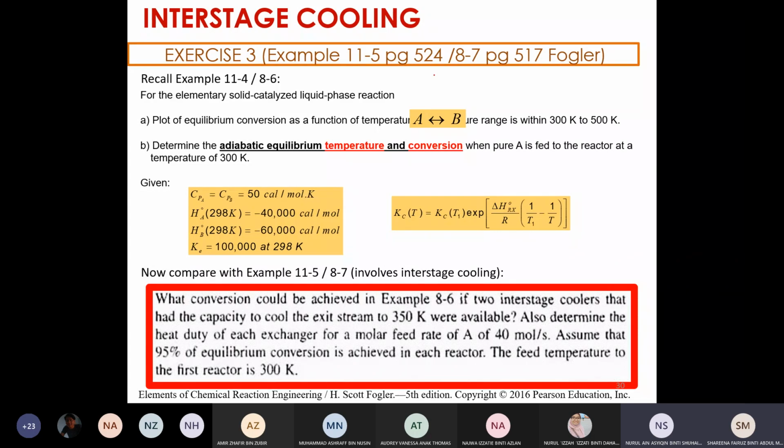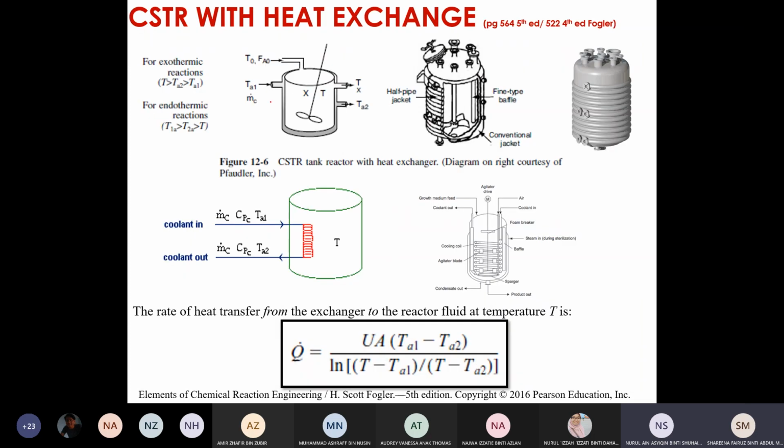Okay. So this is example sebenarnya yang berkait dengan part 2. Alright. So sekarang ni the question is what conversion could be achieved in example 8-6 if two interstage coolers that had the capacity to cool the exit stream to 350K were available. Okay, this one nantilah kita bincang. Okay, so now we move to CSTR with heat exchange.